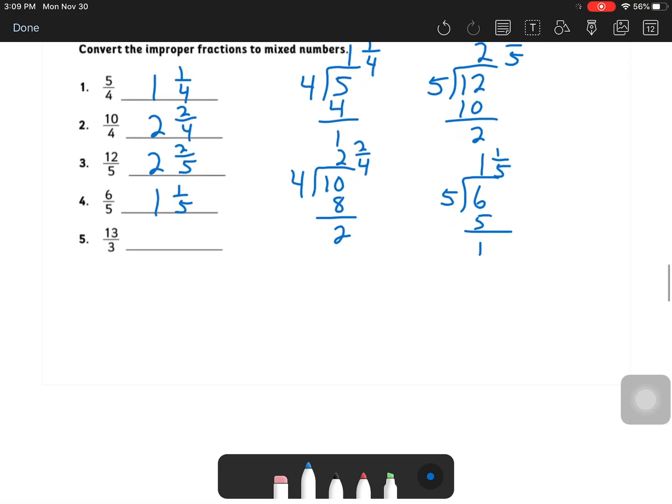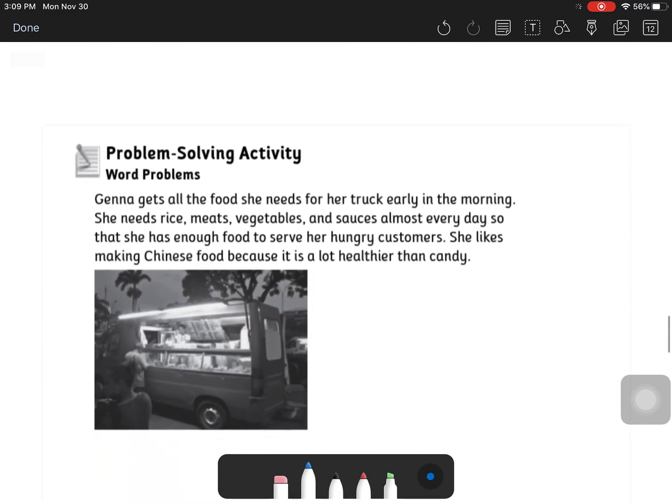And the last one, 13/3. 13 divided by 3. 3 will go into 13 4 times. 4 times 3 is 12. 13 minus 12 is 1. So I have a remainder of 1, and I put that over my divisor, so I get 4 and 1/3. So that is converting.